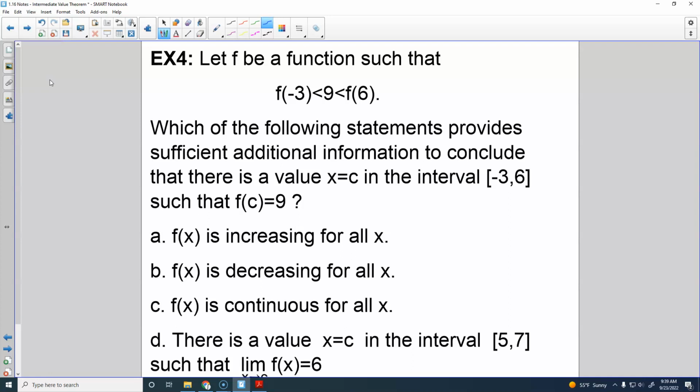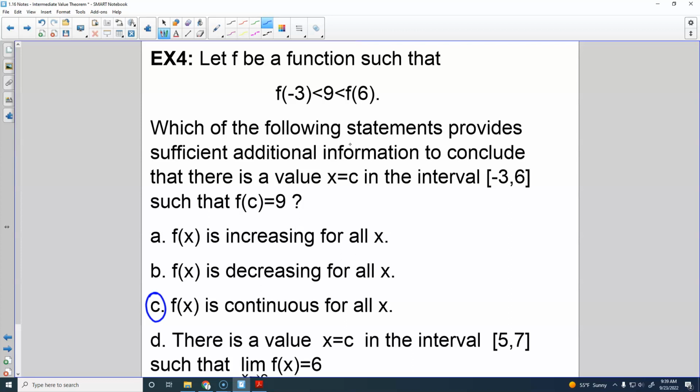It would be C here because this is the intermediate value theorem, right? f of negative 3 is less than 9, less than f of 6, where we're looking for an x equals c value such that f of c equals 9. This is basically just telling us the conclusion of the intermediate value theorem. But before you can apply the intermediate value theorem, you must know the function is continuous.